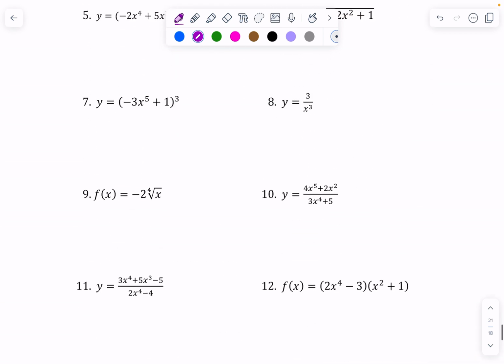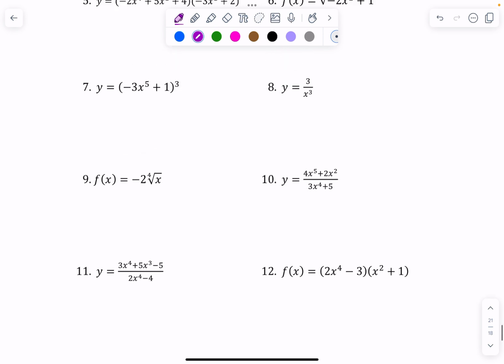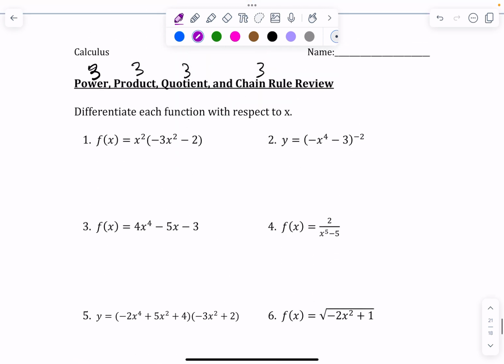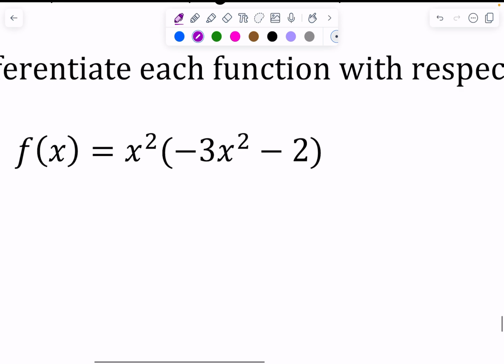We'll add those, but try to do 1 through 12. Some of them are going to be uglier than others. Some of them are going to be really easy. Okay, so let's try to see which 3 are power, which 3 are product, which 3 are quotient, which 3 are chain. Okay, so I'm just going to start with number 1, and let's see what we can figure out.